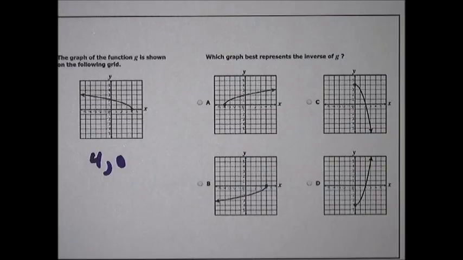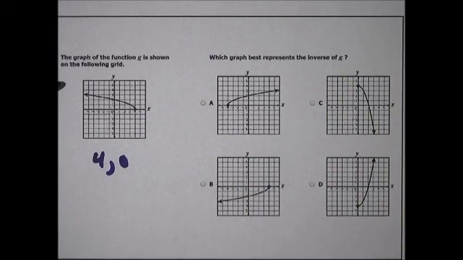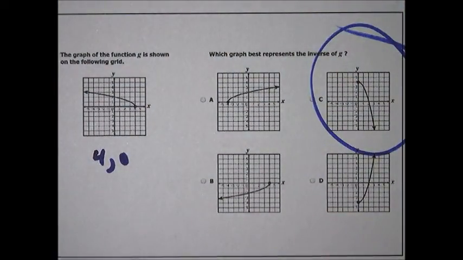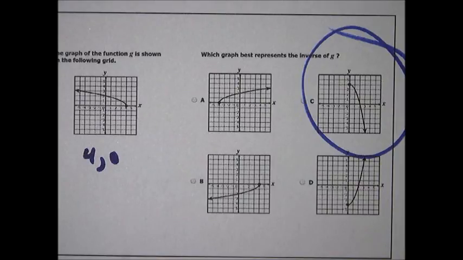So if I know (4, 0) is on the graph of my original g, on the inverse, I need to switch the x and y. That's our definition of an inverse, telling me that instead of (4, 0), there must be (0, 4) somewhere on that graph, and choice C is the only one with it.